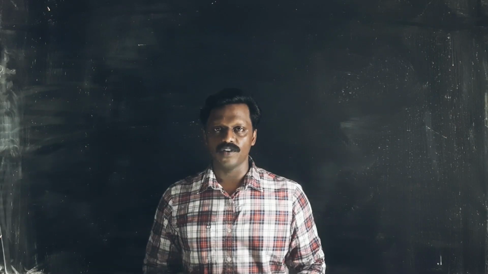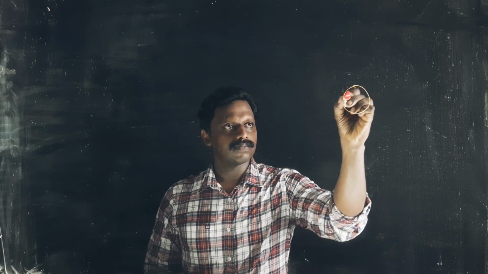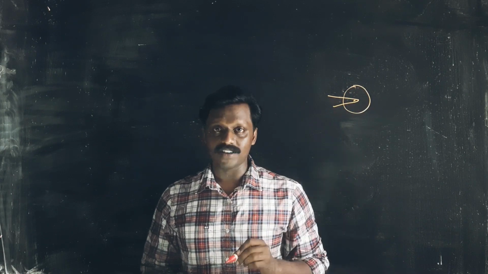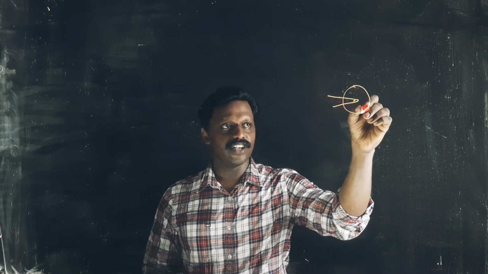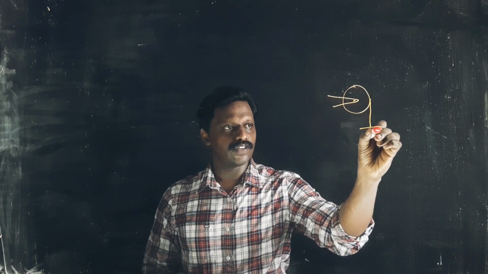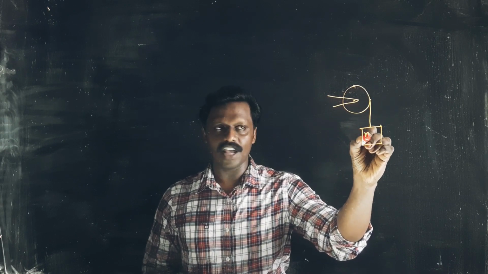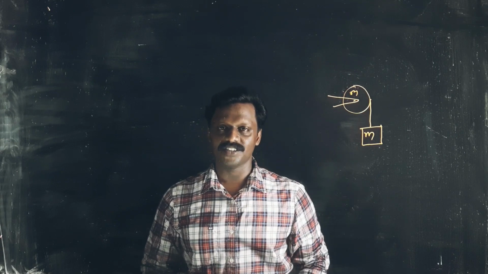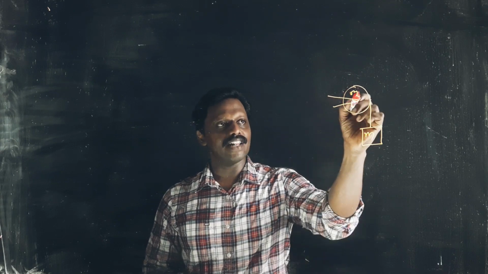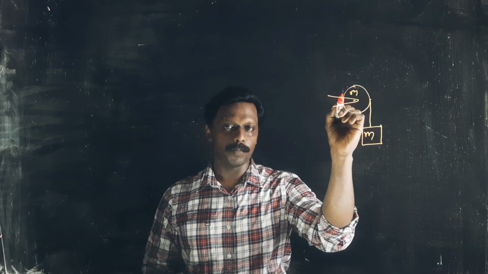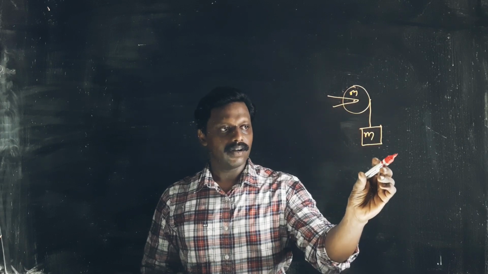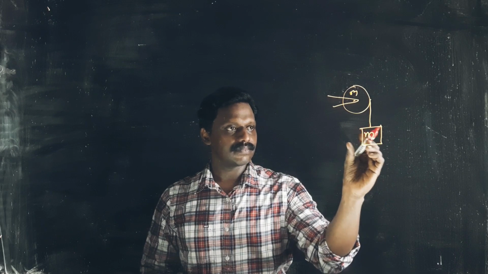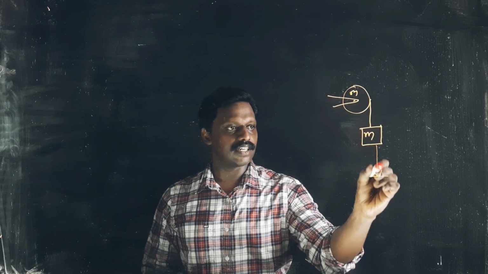In this question, we are having a pulley of mass m and a string is wound over the pulley, and to the free end of the string, we are having a block of mass m, which is the same as the mass of the pulley, attached. Now, we have to find the angular velocity attained by the pulley by the time the block moves a distance h.